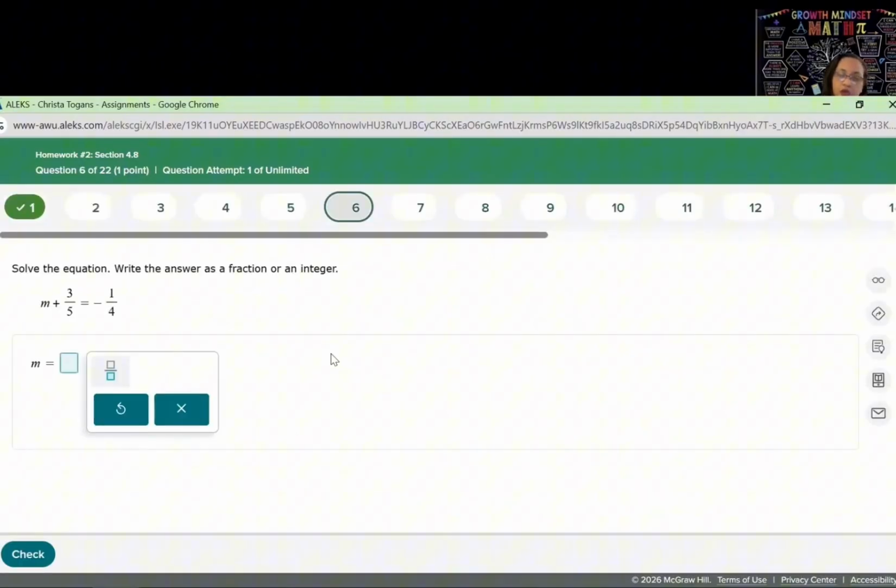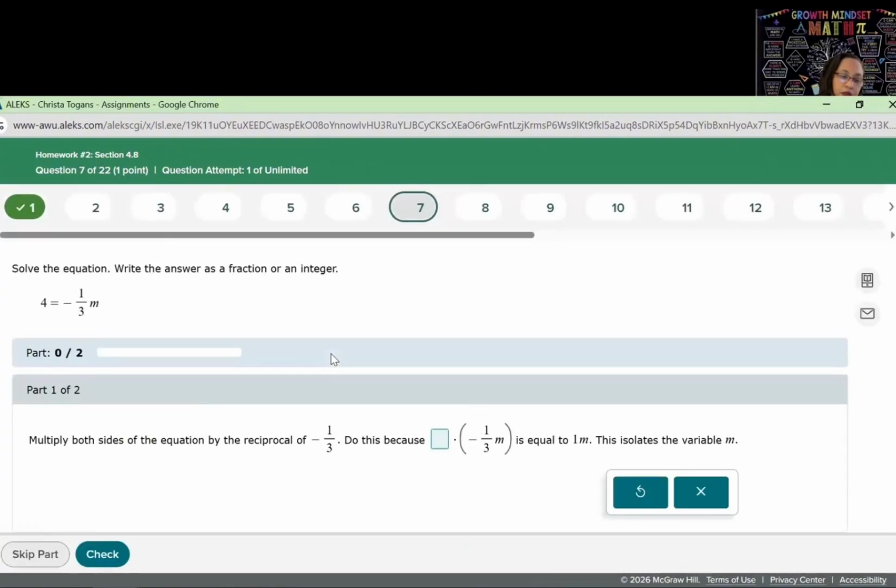Same thing here. I'm just going to subtract 3 over 5 from both sides and solve for m. It's pretty direct. For this one, you have some steps. So multiply both sides of the equation by the reciprocal of -1/3. I do this because -3/1 times -1/3 is equal to 1m. So you're just going to type in there -3/1, and then you just go through the steps with that one.